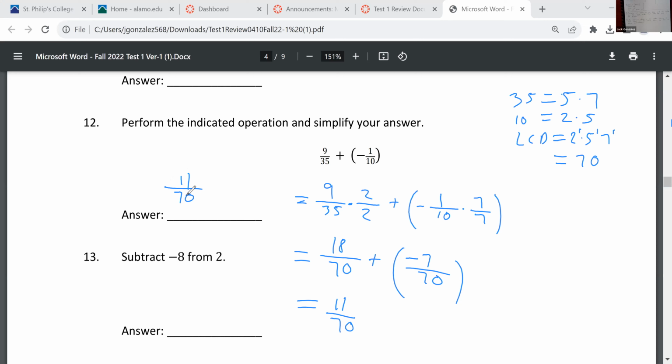Any questions on 12? Remember, you can always check your work anytime. Show your steps. Okay, move on to 12.